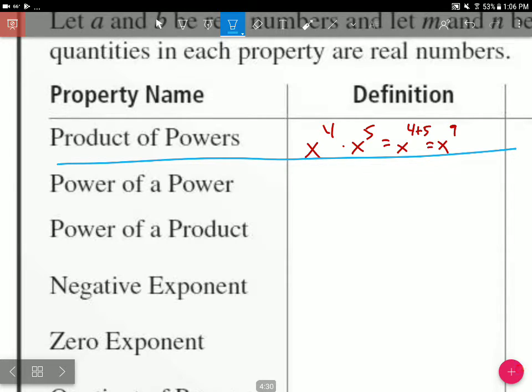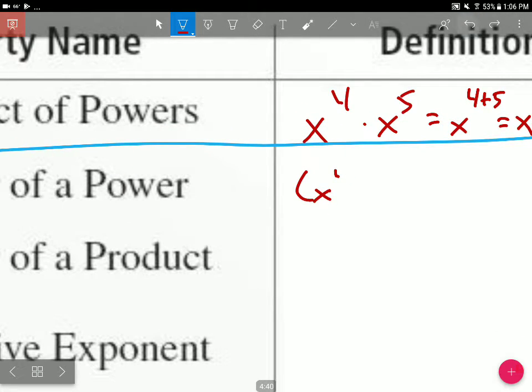The power of a power, what they mean by that, again, let's say you have something like x to the 4th to the power of 5. I have an exponent to an exponent. Therefore, I need to multiply those exponents.